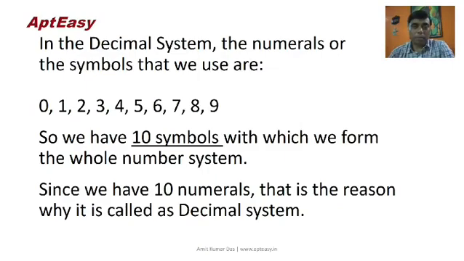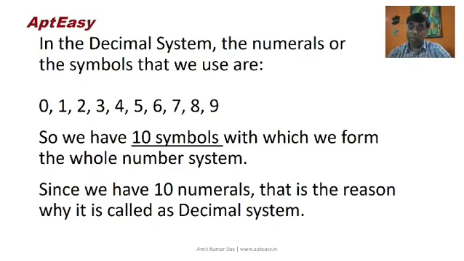In the decimal system, the numbers are written using numerals or symbols, and these symbols are 0, 1, 2, 3, 4, 5, 6, 7, 8 and 9. So these are the symbols that we use for particular numbers, and with these 10 symbols we create the whole of our numbers, right? So that's why it is called the decimal system.